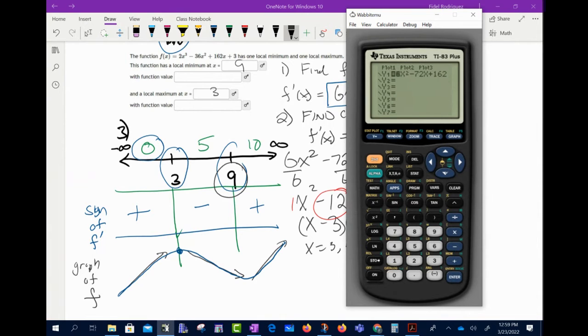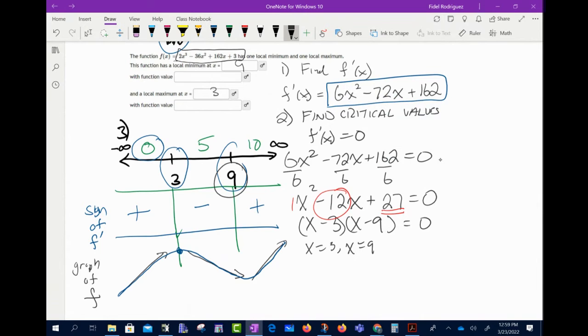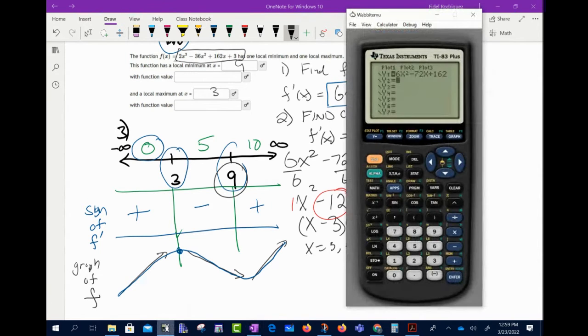So I'm going to come back to my y equals, and now I'm going to enter in the original function that we had up here, because I need to find the values at 3, and I need to find the values at 9. So I have 2x to the third.